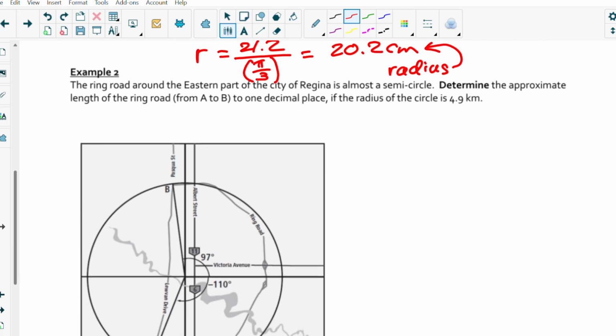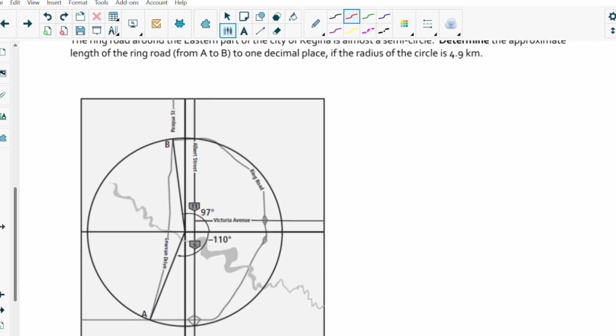Example 2, the ring road around the eastern part of the city of Regina is almost a semicircle. Determine the approximate length of the ring road from A to B to one decimal place if the radius of the circle is 4.9 kilometers. Okay, radius is 4.9 kilometers. Let's state our equation there. Central angle, approximate length of the ring road. Okay, that is arc length.